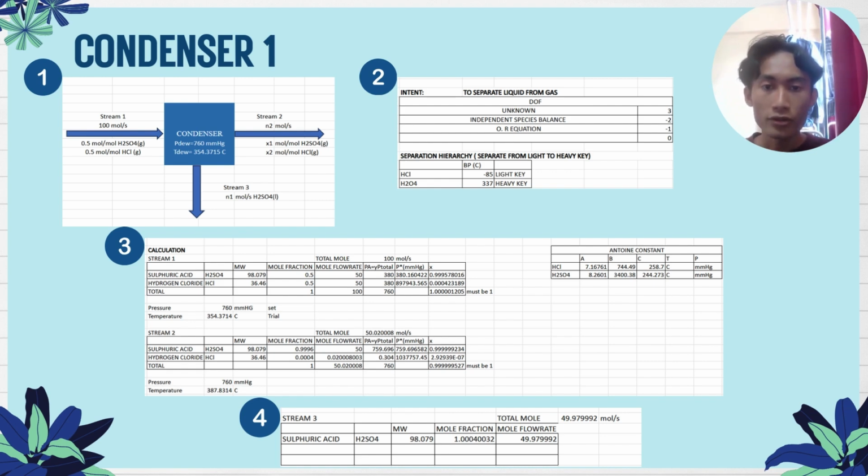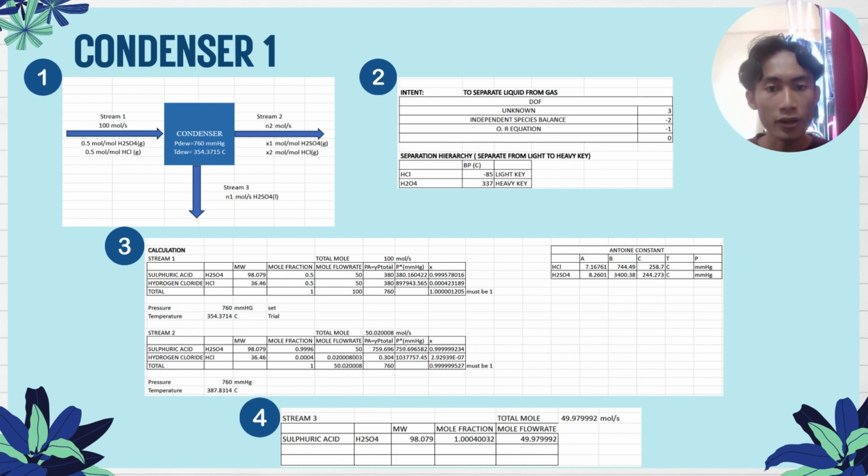To separate, we need to find the degrees of freedom first. We have three unknowns, which are N2, S1, and N1. For independent species balances, we have two, which are H2SO4 and HCl. For other relations, I have one, because I have put in the basis already, so I cannot enter the basis again. So I just get one more, which is Raoult's law.